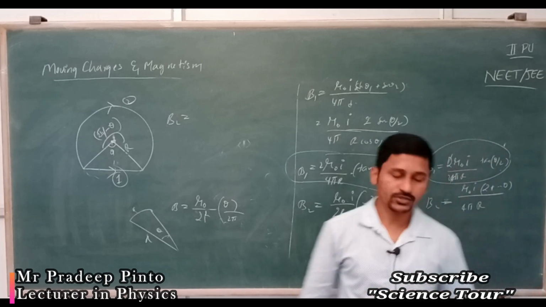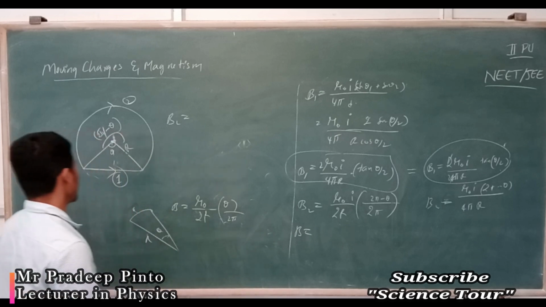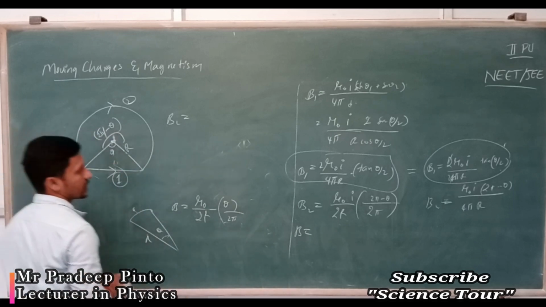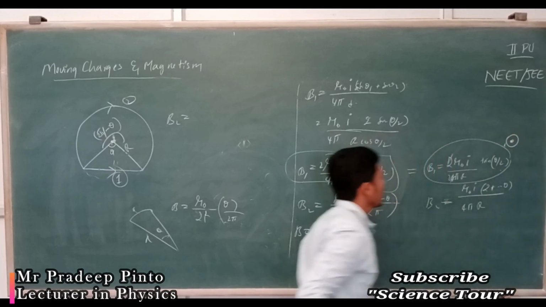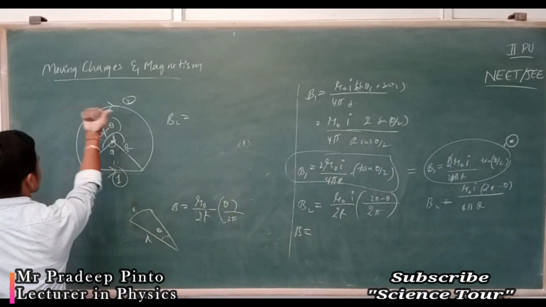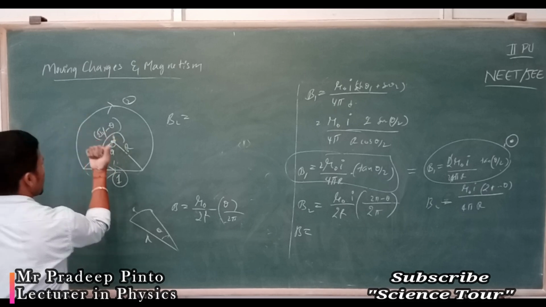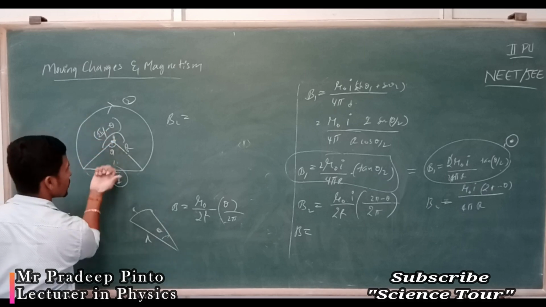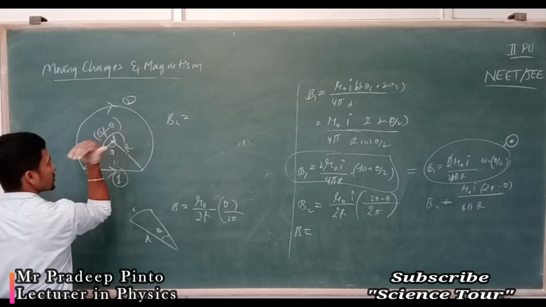So I can take the total magnetic field as B1 and B2. What is the direction of B1? B1 direction is towards you. It is like this, no? This is clockwise. Clockwise means towards you.